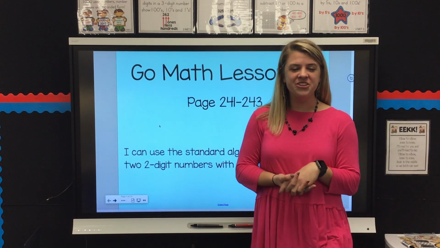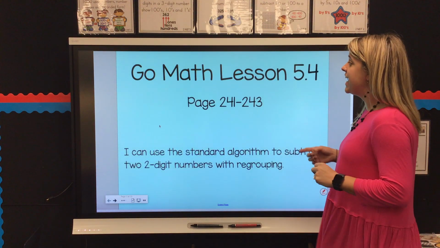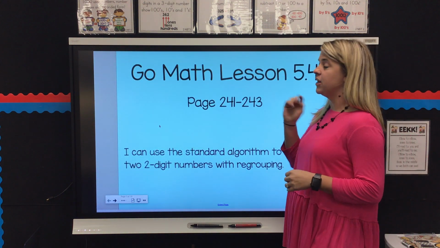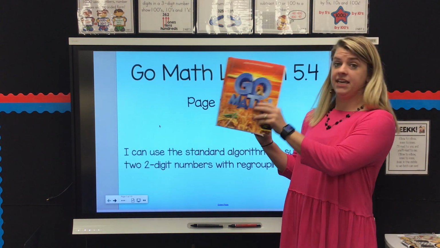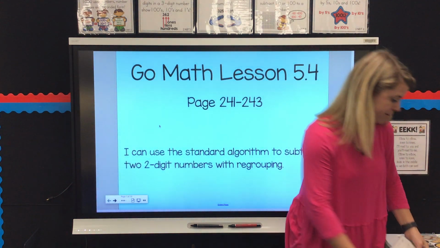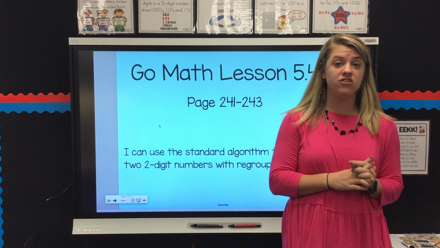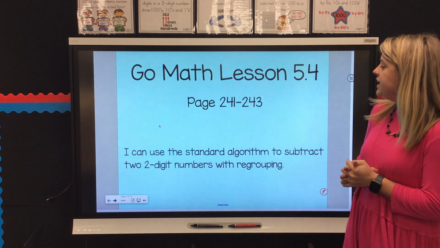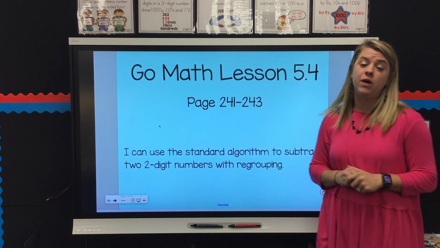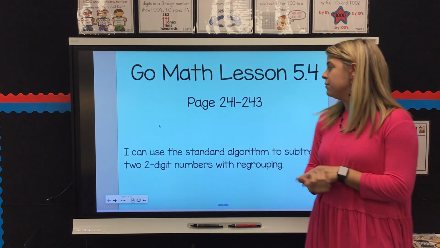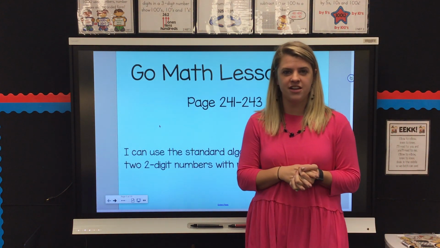Good afternoon, and let's get started with our math lesson. Today we are going to be working in our Go Math booklets, all right? Our big, thick Go Math book is what we're going to be using today. We're going to be on Go Math lesson 5.4, which is on page 241. I want you to go ahead and be turning there as Ms. Gates is talking so that we can get started as soon as I'm finished.